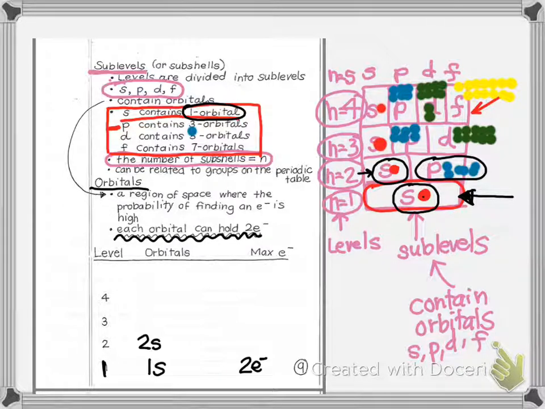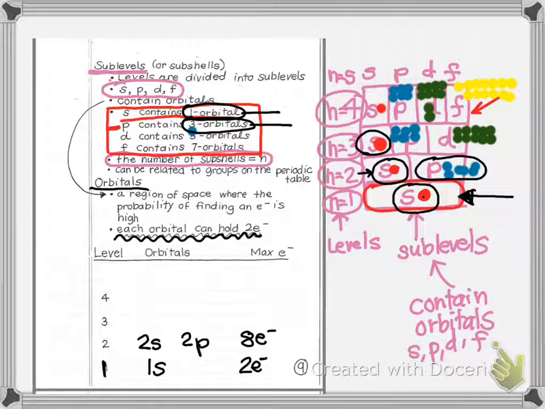And we also have the 2p. S's have 2 electrons, remember, because there's one orbital, and P's have 3 orbitals, which means they have 6 electrons. So that is 8 electrons, because it's 2 for the S's, and P's have 3 orbitals, so they're going to have 6. Then we go to the third level.